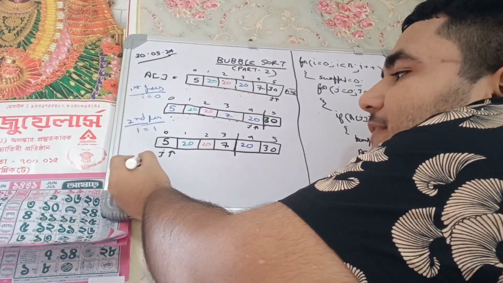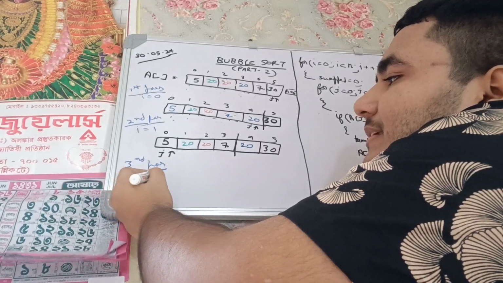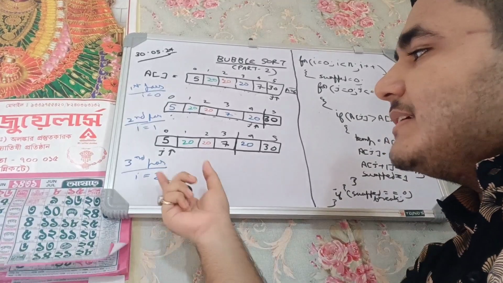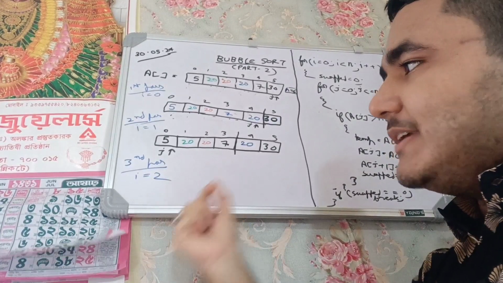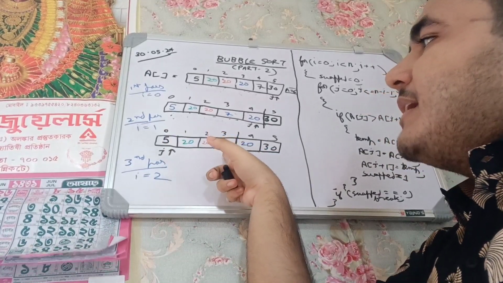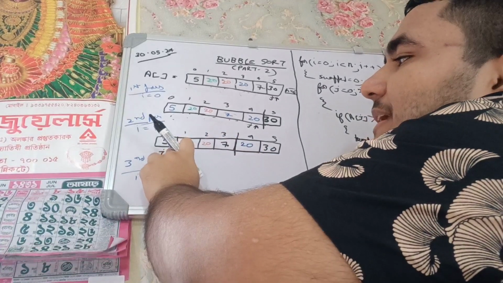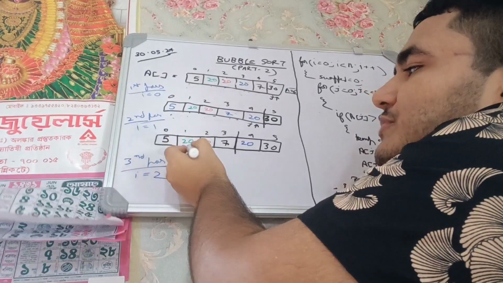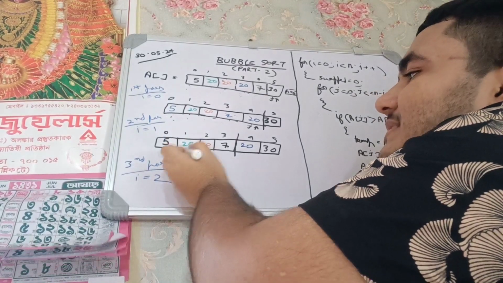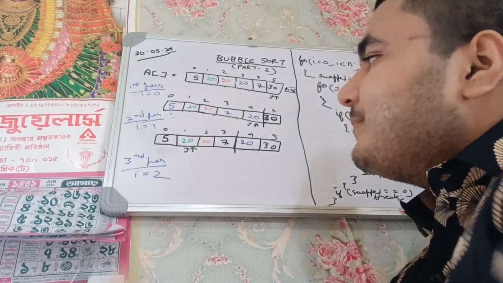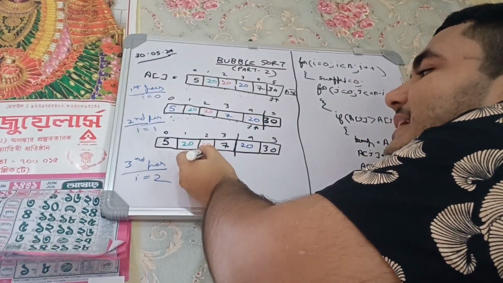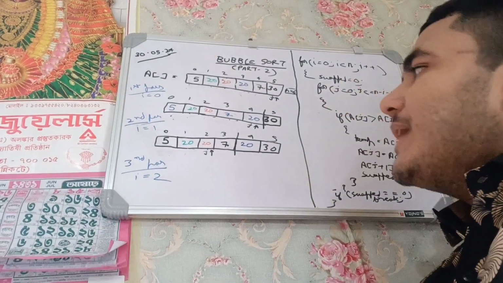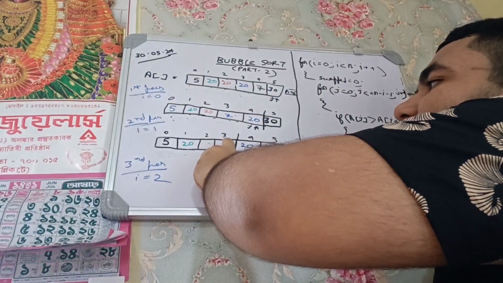j will go up to index 3, right? Because n is 6, 6 minus 2 minus 1, the result is 3, so 0 to 3. Now j again starts comparing. Is 5 greater than 20? No, 5 is less than 20 and it is at its correct position. j moves to the next index. Is 20 greater than 20? No. Therefore, j moves to the next index. No swapping required. Is 20 greater than 7? Yes. So swapping is required and 7 moves here.